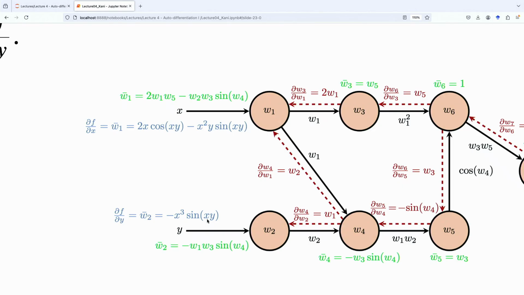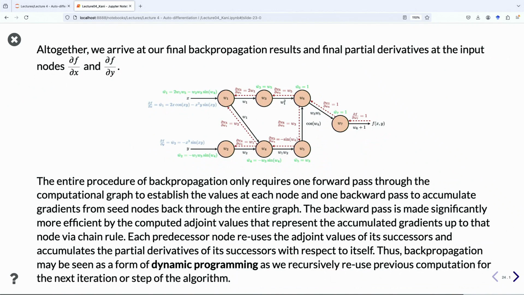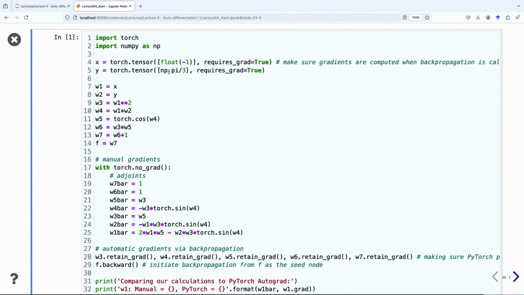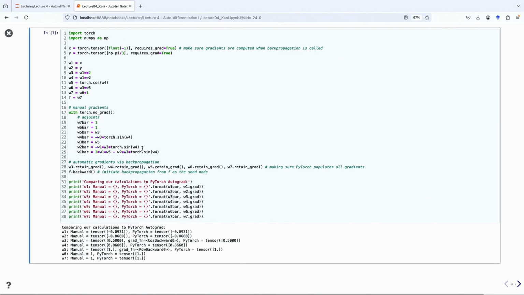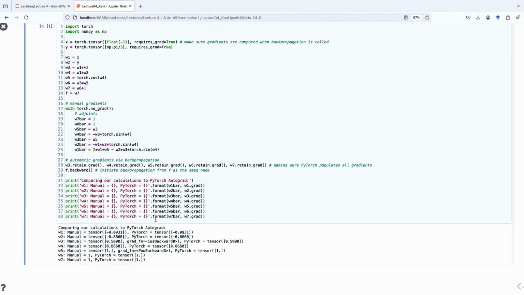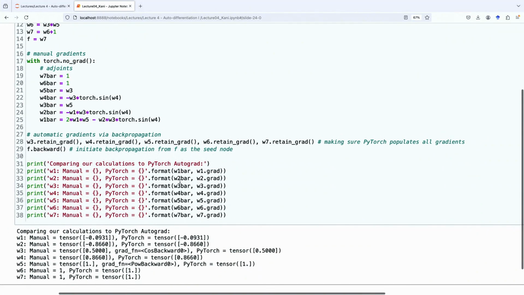Okay? So this is a symbolic expression, but if we actually assign values, for instance, if we make x equal to negative 4, if we make y equal to pi over 3, we could calculate the gradients without using torch and with using torch. And what we get, those gradients at W1 and W2, which are equal to the gradients of x and y respectively. We get a manual calculation, which is equal to 0.0931, and a PyTorch calculation, which is equal to the same thing.